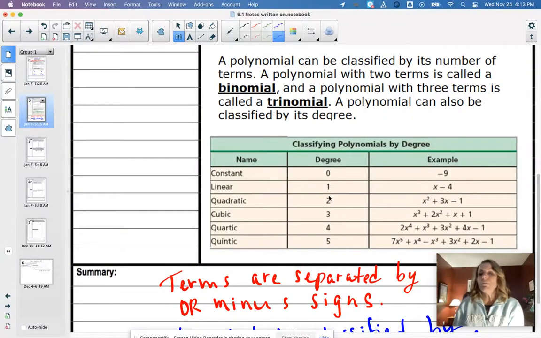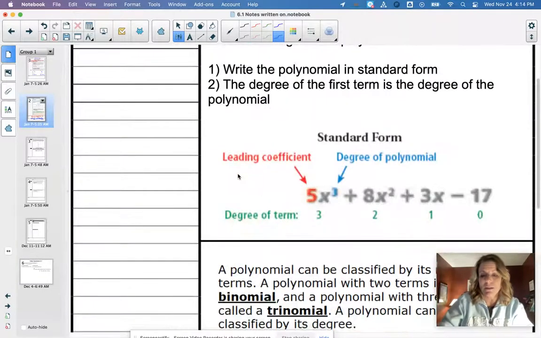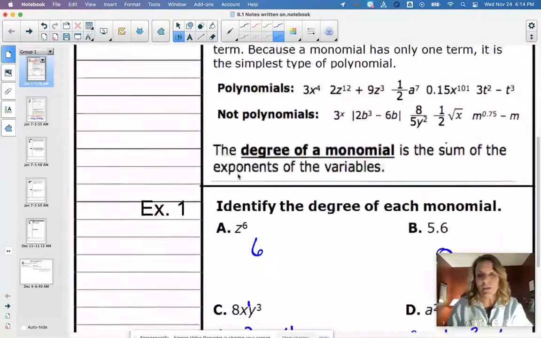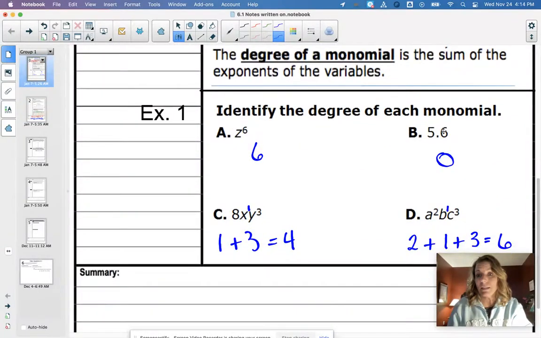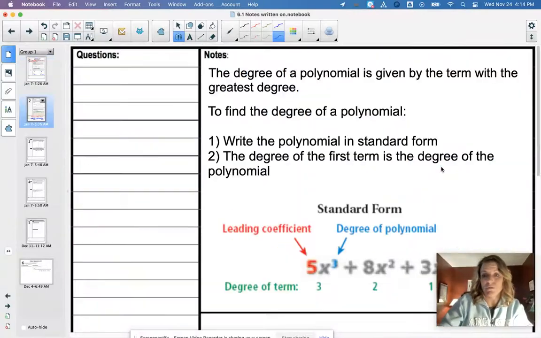A polynomial can be classified by its number of terms. A polynomial with 2 terms is called a binomial, and a polynomial with 3 terms is called a trinomial. A polynomial can also be classified by its degree. And here's some examples right here. If the degree of the polynomial is a 0, it's a constant. And we kind of talked about that back in this example right here. This was a constant. The degree was 0.